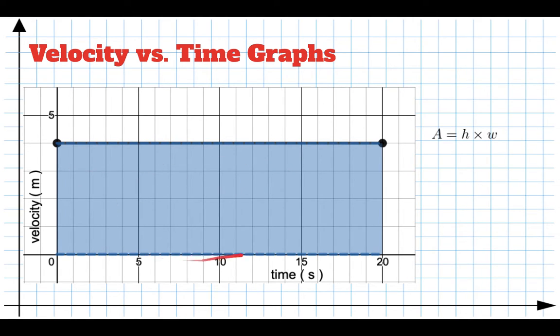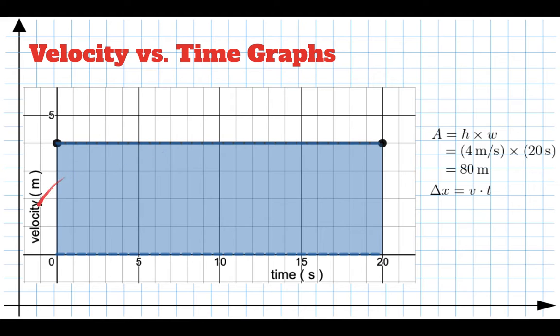So the area under this graph can be found by taking the height of the rectangle times the width of the rectangle. The height of the rectangle is 4 meters per second, and the width of the rectangle is 20 seconds. So if you take 4 meters per second times 20 seconds, you get 80 meters. So the area under this graph is 80 meters, and that's how far the object moves. You might remember this as simply the distance an object moves is equal to the velocity times the time. If we take 4 meters per second and multiply that by 20 seconds, we will go 80 meters. So what we really found was the area under the graph.